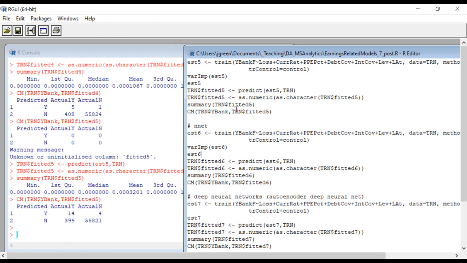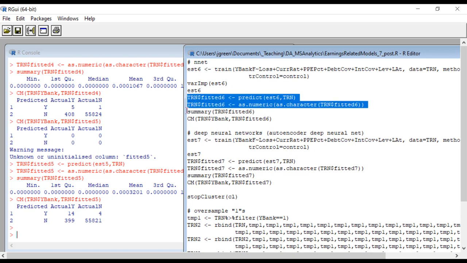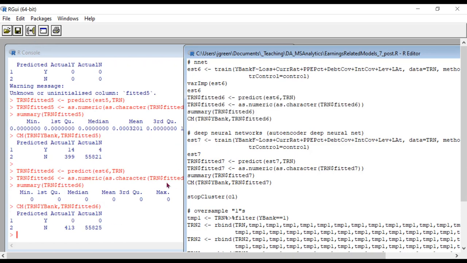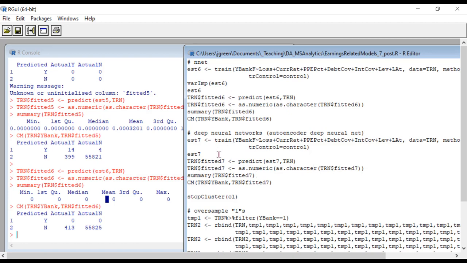So we do the same thing with the neural net model. You've seen that before too. And notice what it did is predict that none of them would be bankrupt. This is like the linear model, none of them will be bankrupt. We get the same sort of thing. So that didn't help us very much.